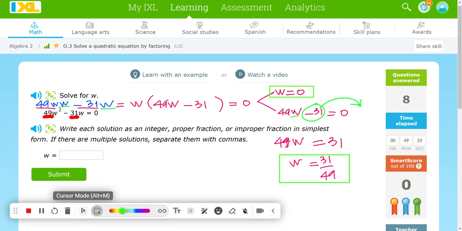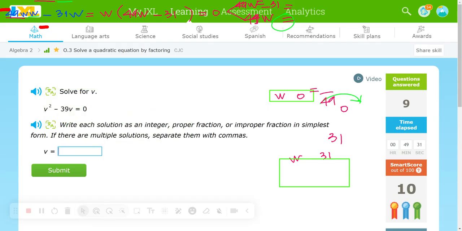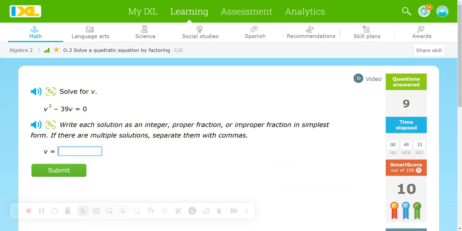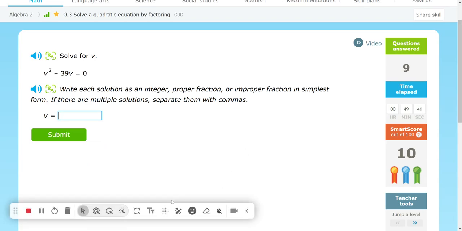So put into the answer box: I put down 0, comma, 31 over 49. All right, submit. Voila. All right, so the next level should be very similar. So let's do this one.